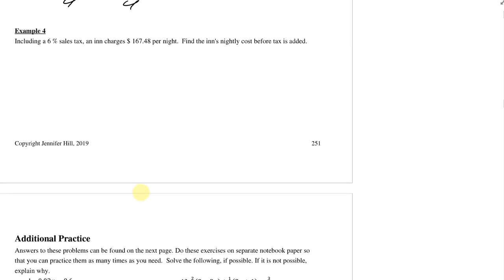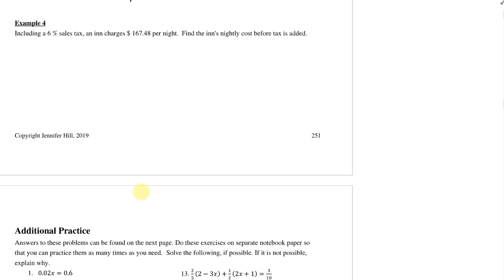So now for this last one: including a 6% sales tax, an inn charges $167.48 per night. Find the inn's nightly cost before tax is added. Okay, so now you want to think about how you actually get to a price after sales tax. This is somewhat similar to what we did in the previous problem, so I want you to pause and try to set this equation up on your own, thinking about what we just did in the last problem.